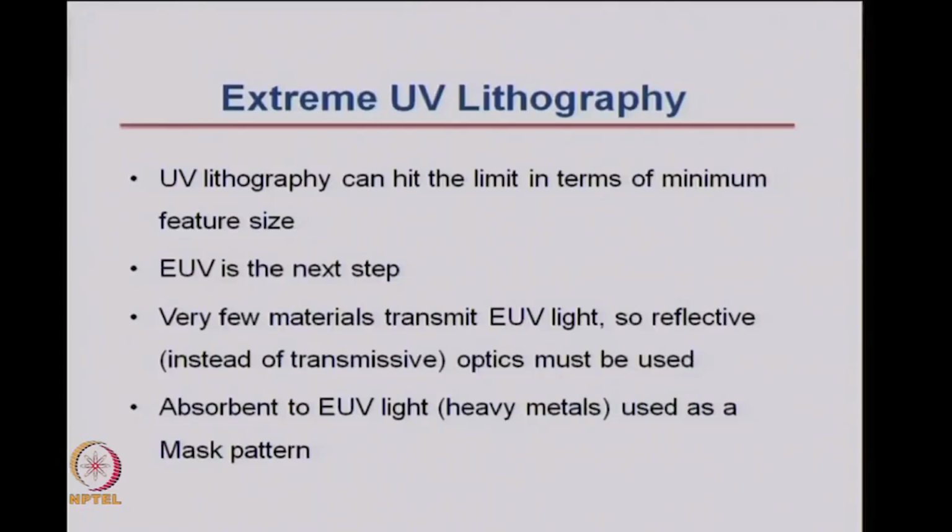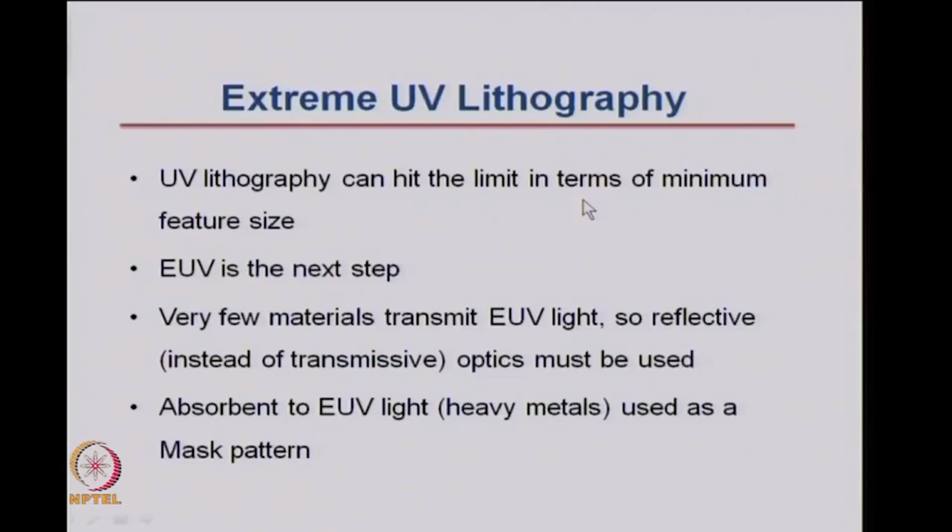Extreme UV lithography you can use when, using UV lithography, you are at the limit of the minimum feature size. That means you cannot make designs or features smaller than the UV radiation allows, but you need them. Then you go to EUV, which is the extreme UV, and since very few materials transmit extreme UV light, you have to use reflective instead of transmissive optics, because most materials reflect the light instead of transmitting it, and so your optics have to be changed.